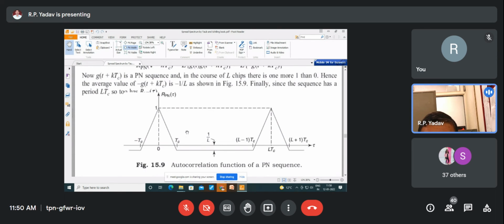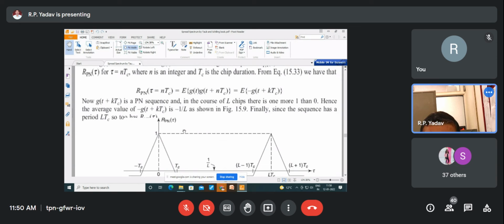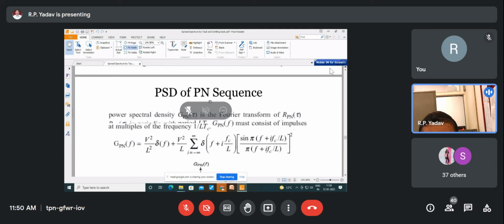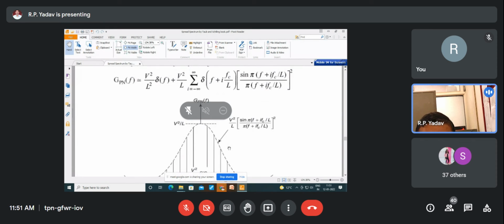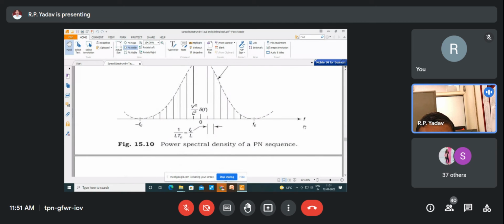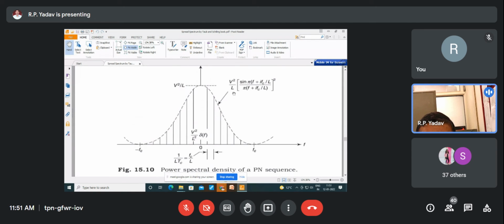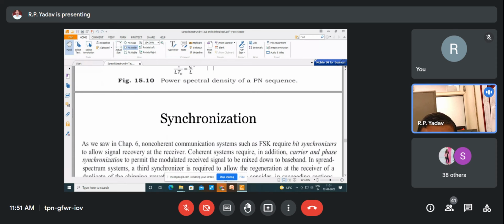It's an important concept, in fact: how do you say that this is a pseudo noise sequence? What is the PSD of a PN sequence? Power spectral density is the Fourier transform of R_PN(tau). This will consist of delta pulses along with some sinc function. If I plot f here, I can define my V squared upon L, sinc of f plus j f c upon L, where L is the length I am taking for my sequence. Depending upon that, I can define the particular power spectral density of the PN sequence.